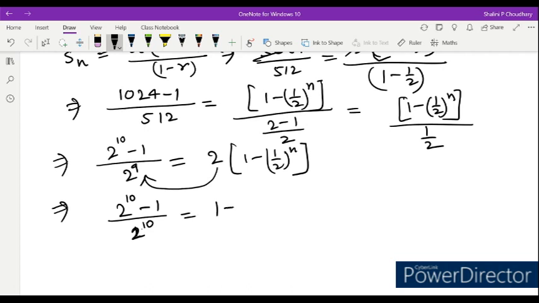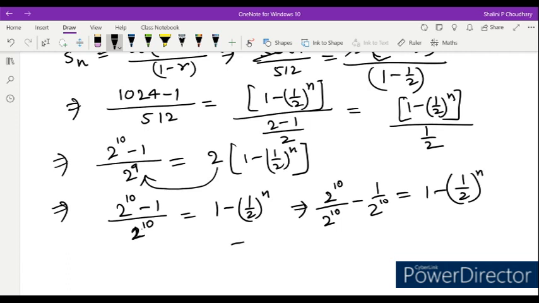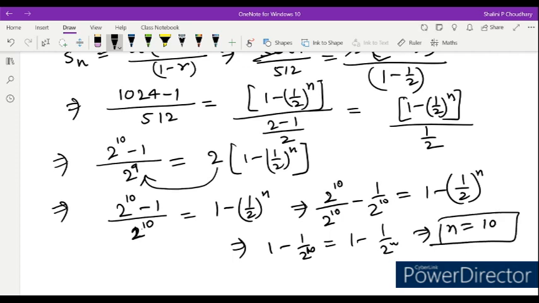Okay, that will be equal to 1 minus 1 upon 2 to the power n. Now we'll separate this: 2 upon 2 to the power 10 minus 1 upon 2 to the power 10. That will be equal to 1 minus 1 upon 2 to the power n. So this will be 1 minus 1 upon 2 to the power 10, equals 1 minus 1 upon 2 to the power n. It means n is equal to 10. So how many terms are required? 10 terms are needed to give the sum 3069 upon 512.